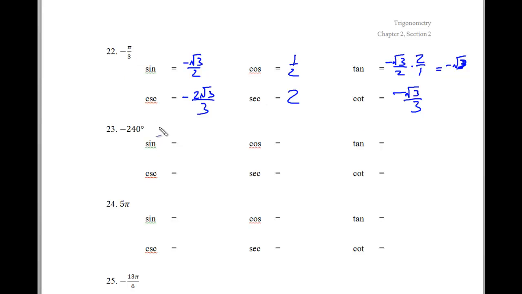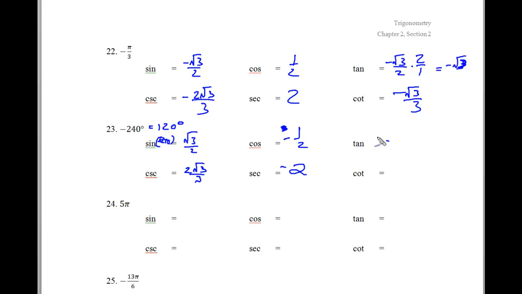Negative 240 degrees is the same thing as 120 degrees. So if we go to our unit circle at 120 degrees, you can put your sine of negative 240 in here if you wish. You can also put in positive 120 since it's equivalent. But our sine is going to be square root of 3 over 2, and our cosine is going to be negative 1/2. And that gives us, if we do the reciprocal here, 2 square root of 3 over 3. And what we have here is positive 2, or sorry, negative 2 because of its quadrant location.